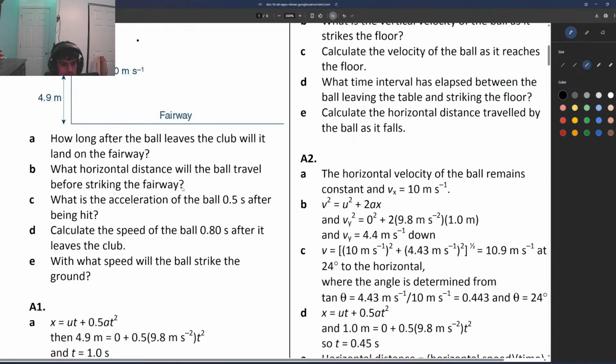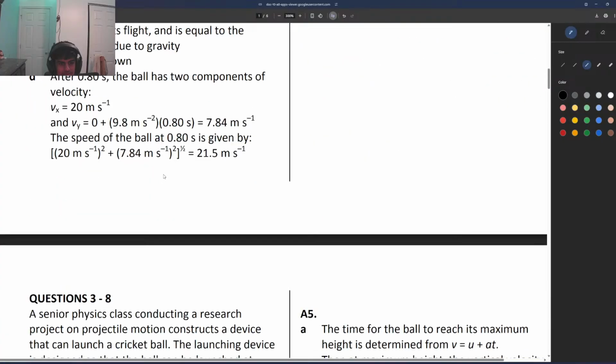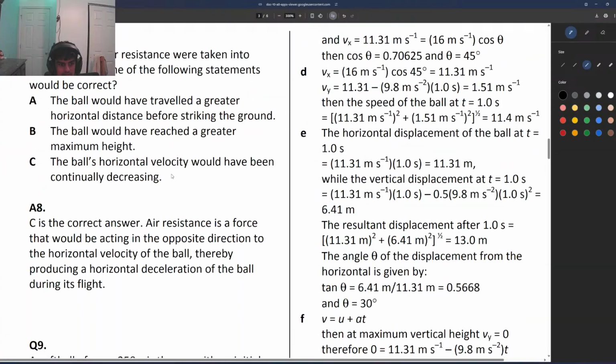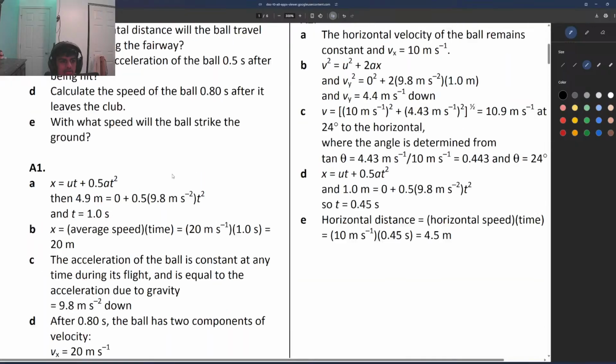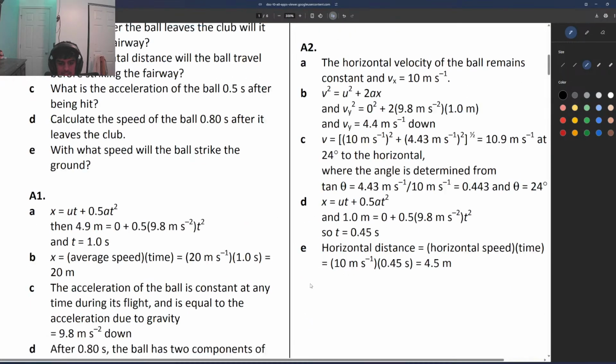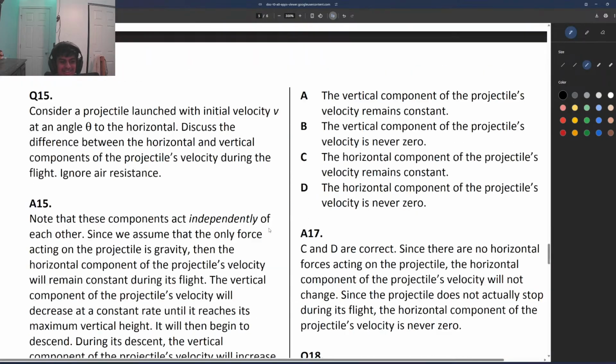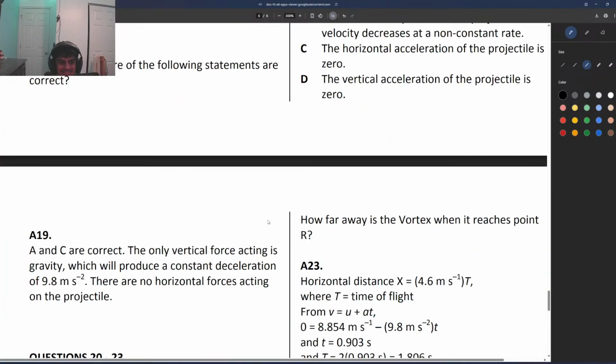Yeah. Why are we doing this, Ian? Yeah, why are we doing this? How long after the ball leaves will it land on the fairway? Okay, hey, only the first question is FRQ, so let's move on. No way, I lied. For real? I just can't. No, I lied. I saw letters and I thought it was fun.